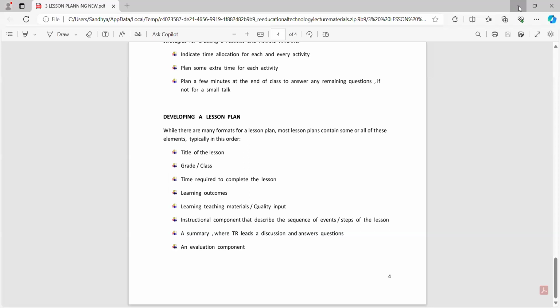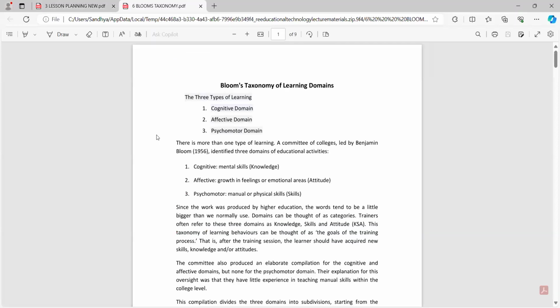Right. Right. Have I shared it? No, no. Yeah, ma'am, it's visible. Madam. Bloom's taxonomy of learning domains. Yes, ma'am. Yeah. Right. Okay.